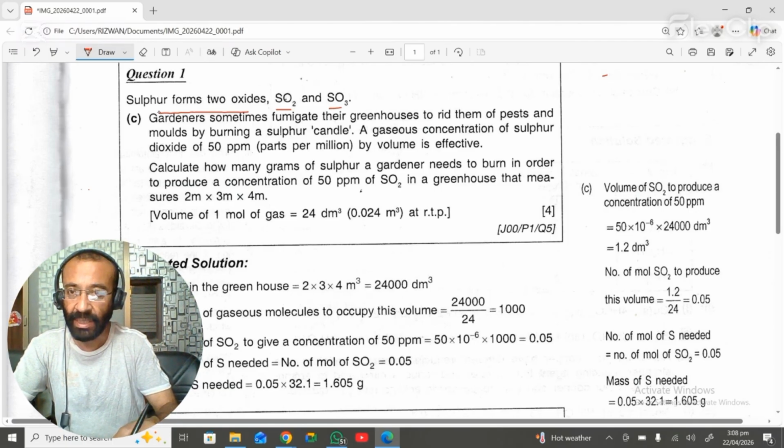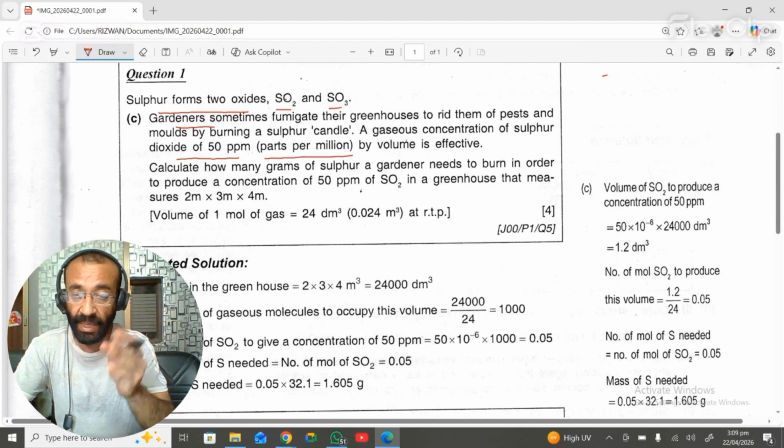Gardeners sometimes fumigate their greenhouses to rid them of pests and molds by burning a sulfur candle. A gaseous concentration of sulfur dioxide of 50 ppm by volume is effective. ppm stands for parts per million, so it means 50 per million, and a million is 10 raised to the power 6.